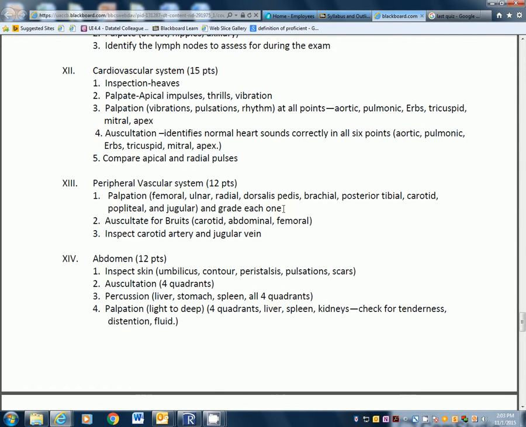Okay, so that's checking all the pulses and grading them. So make sure you grade them as you go. And you're doing them on both sides at the same time. Then you're going to auscultate for bruits at the carotid, the abdominal, and the femoral arteries. And then you're going to inspect the carotid and jugular vein. So then you would go back and inspect the carotid and the jugular vein as well.